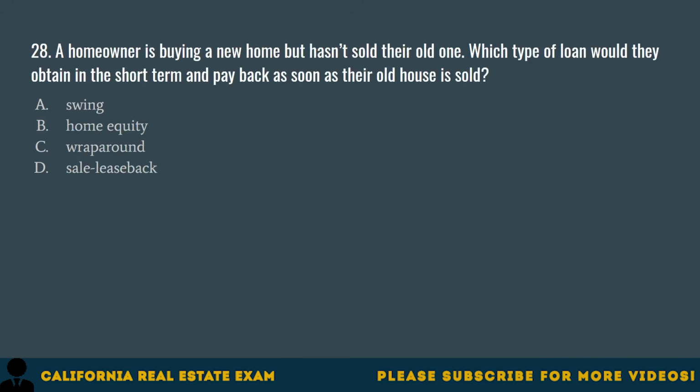Question 28. A homeowner is buying a new home but hasn't sold their old one. Which type of loan would they obtain in the short term and pay back as soon as their old house is sold? A. Swing. B. Home equity. C. Wraparound. D. Sale leaseback. The correct answer is A.